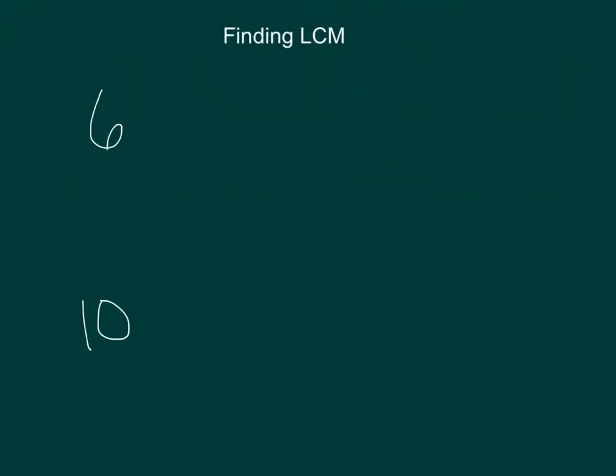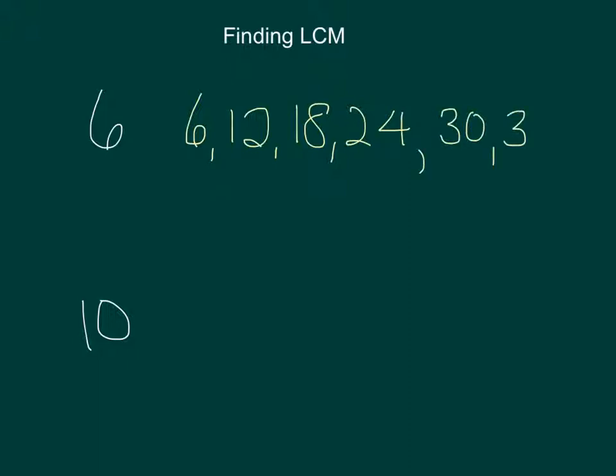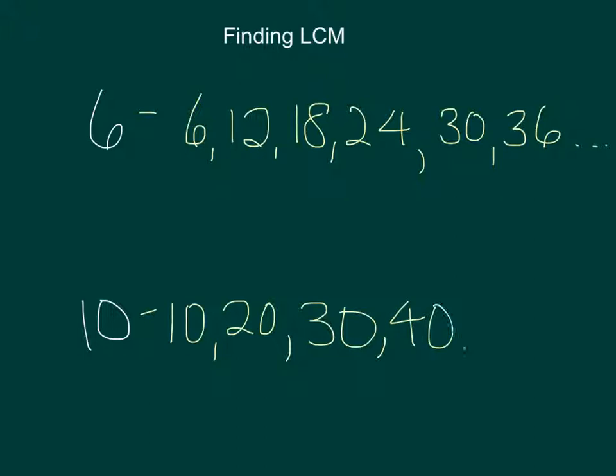So let's take a look at finding the least common multiple of each number. The first way you can do it is listing all of the non-zero multiples. So for 6, the multiples would be 6, 12, 18, 24, 30, 36, and so on. For 10, they would be 10, 20, 30, 40, 50.